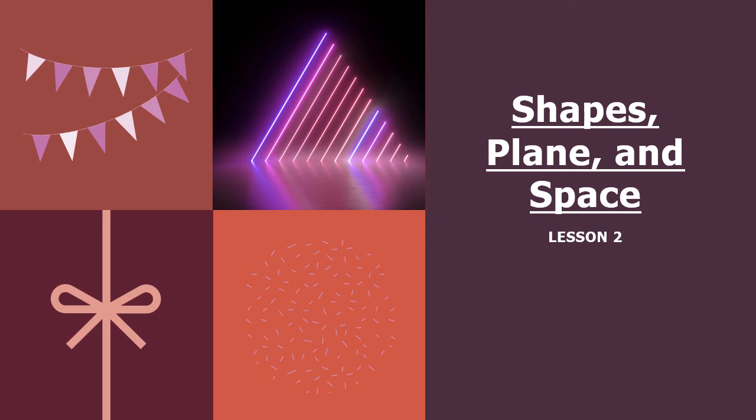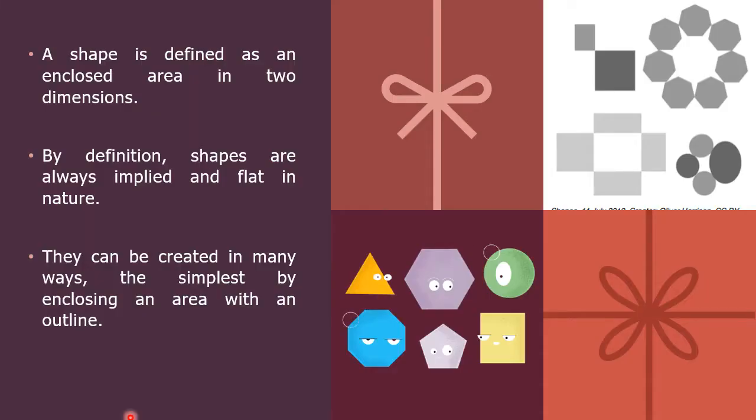Hello everyone, so today we will discuss Module 2 Lesson 2, and this lesson is all about shapes, plane, and space. So these are also the basic elements of art. What is a shape? A shape is defined as an enclosed area in two dimensions. By definition, shapes are always implied and flat in nature.